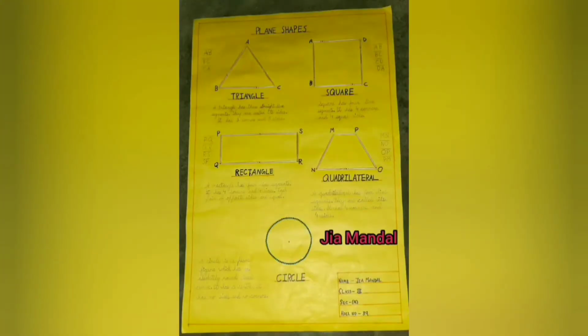This creative project has been done by Jia. She used toothpicks and glitters to make the shapes. Very good, Jia. Keep it up. The next one is Shikhamuni's project. She has also done it nicely and has written all the important points. Very good, Shikhamuni. This one is Jannat's project.